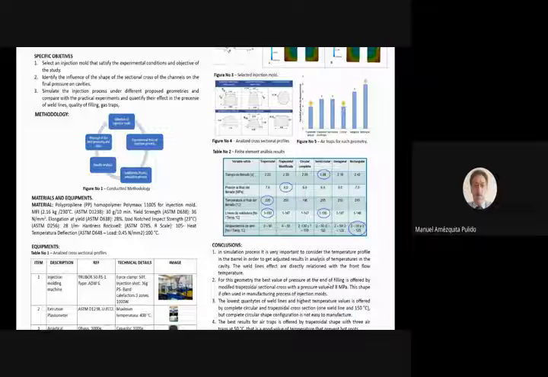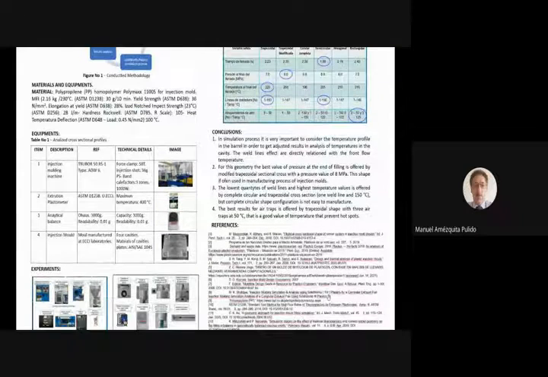Conclusions. First, in the simulation process, it is very important to consider the temperature profile in the barrel in order to get adjusted results in the analysis of temperature in the cavity. The weld lines effect is directly related with the flow front temperature. Second, for this geometry, the best value of pressure at the end of filling is offered by the modified trapezoidal cross section with a pressure value of 8 megapascal. This shape is often used in the manufacturing process of injection molds.